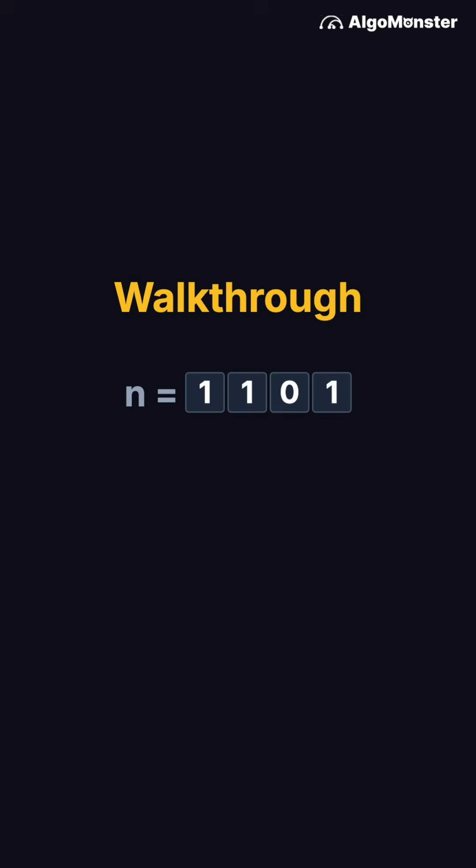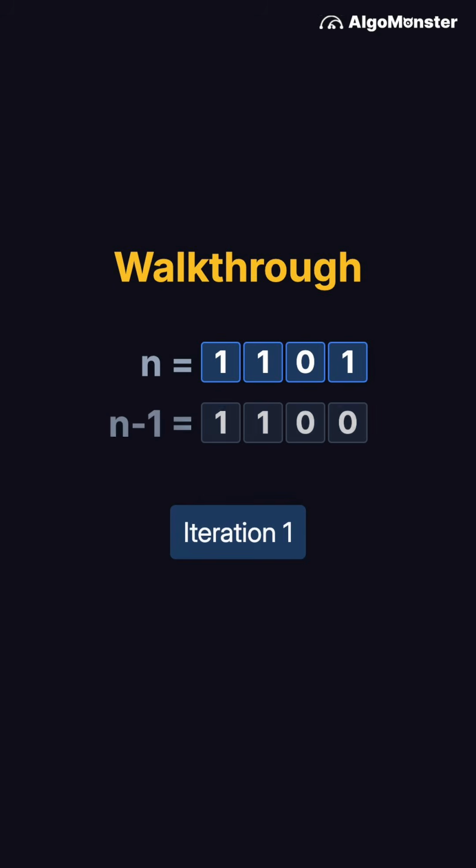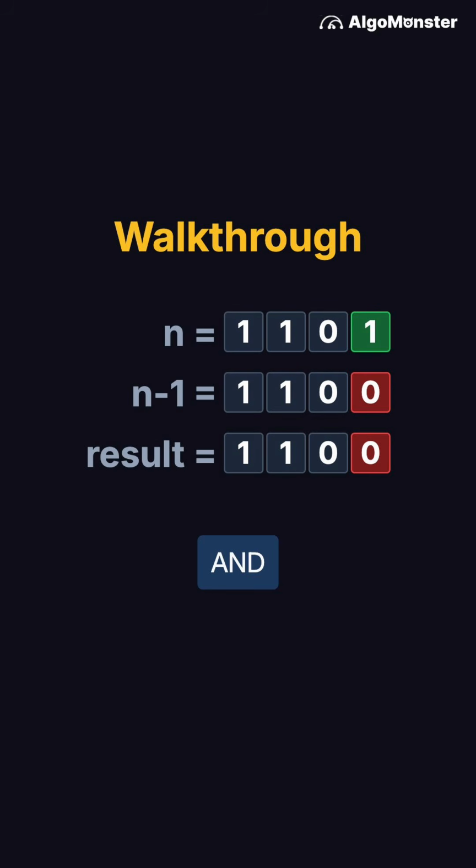Let me walk through this with n equals 13. In binary, 1101. Count starts at 0. First iteration. N is 1101. Subtract 1 to get 1100. The rightmost one sits at the very last bit, so it flips to 0 with nothing below it. And them together. 1101 and 1100 gives 1100. That rightmost bit is gone.